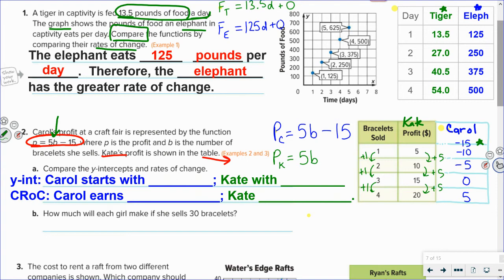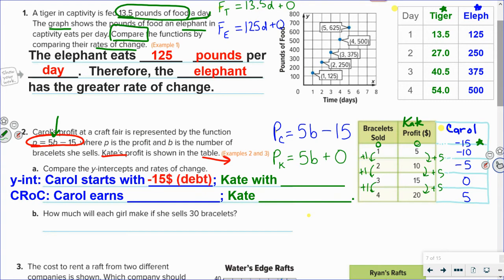So what we can do now is go back and try to find the 0 point on her table. In other words, instead of going up a bracelet and up $5, go backwards. That would lead us to the point 0, 0. Well, somehow Kate started with 0. Maybe an older brother or sister gave her all the materials she needs. She does not start in debt.